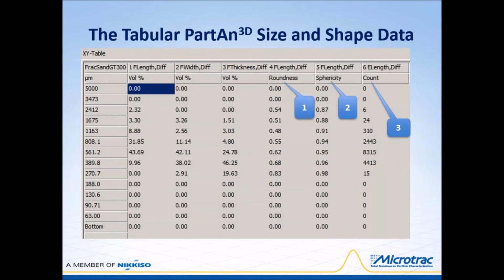And this is the tabular PartAn data for the measured sample. The column at the left is the list of size fractions in microns, and the next 3 columns are the 3D length, width, and thickness size distributions by volume %. The last 3 columns are roundness, call out 1, sphericity, call out 2, and count 3 by size fraction. The count column lists the number of particles measured in each size fraction, far more than the 20 particles in each size fraction measured by manual microscopy.